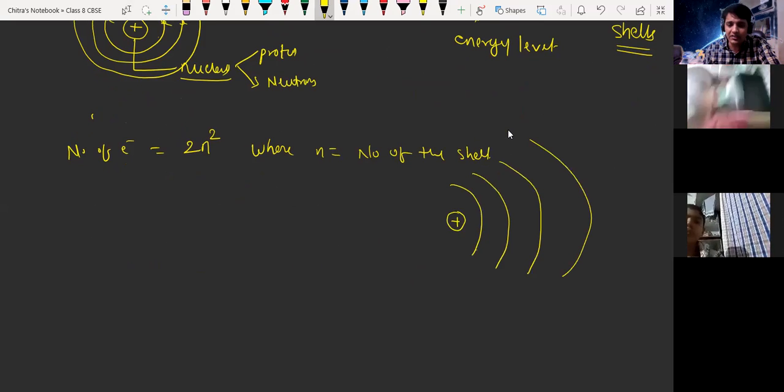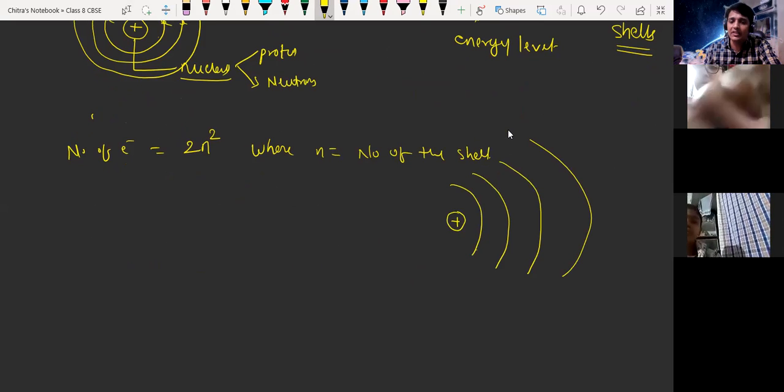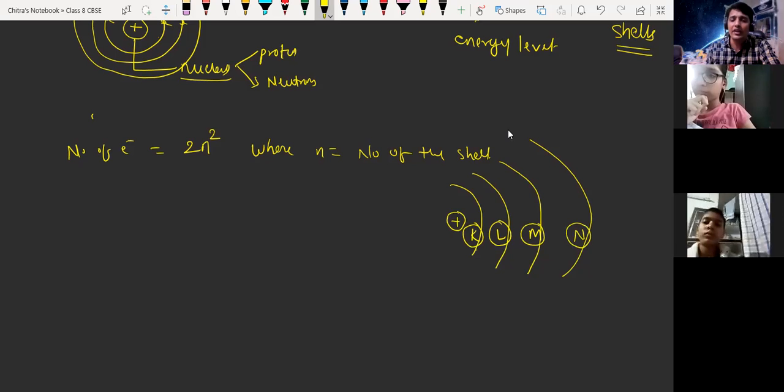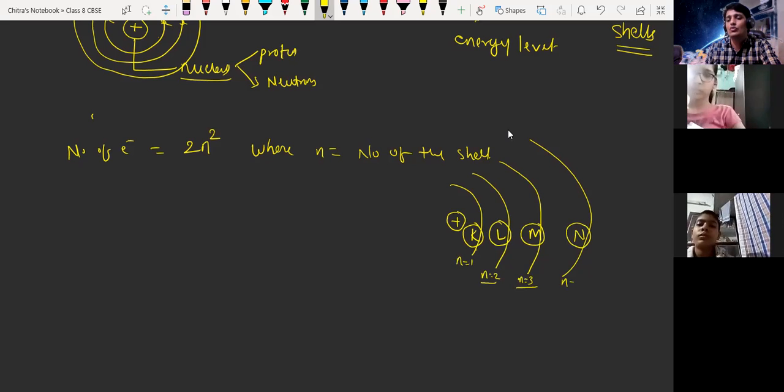The first shell is named the K shell. Then the second shell is named the L shell. K, L, M, N. Yes, then we have M and then we have the N shell. So K is the first shell after the nucleus, so for the K shell we have n equals 1. Then L is the second shell after the nucleus, so n equals 2. Likewise, n equals 3 is the third shell, and n equals 4 means the fourth shell. Understood? What is the number of the shell?